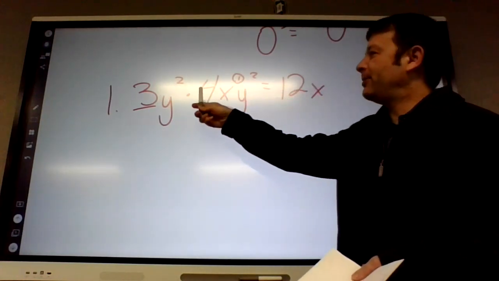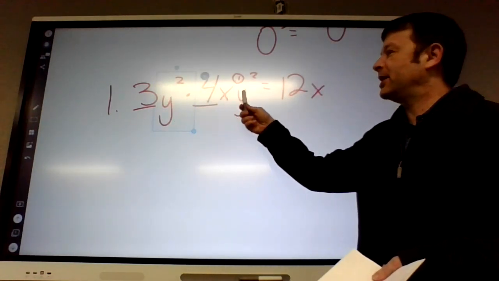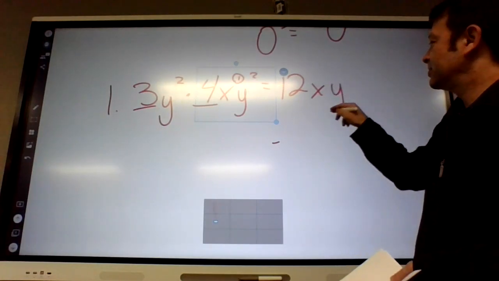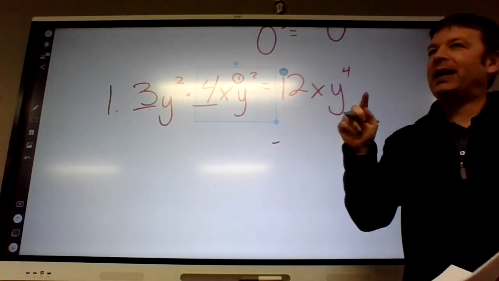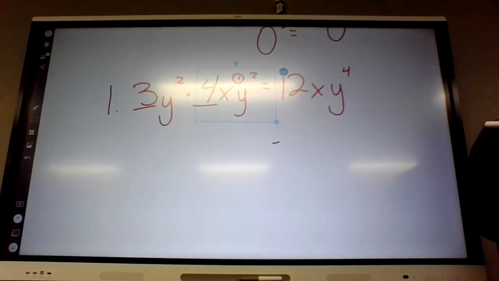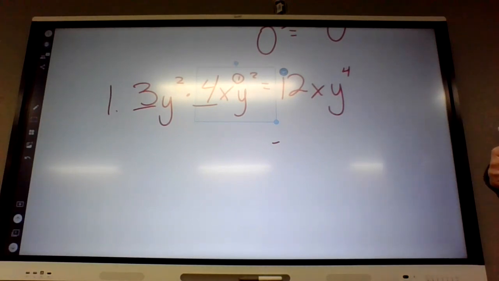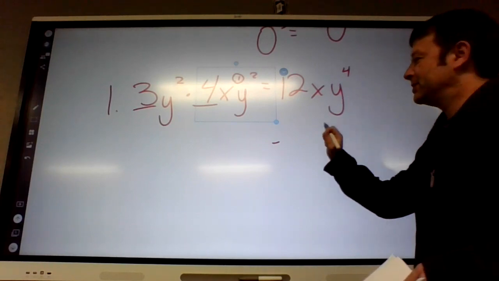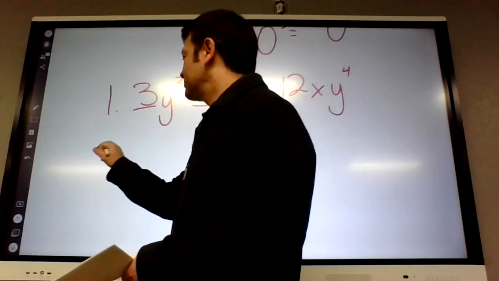Anyways, so I don't have anything to multiply the x with, so I'm just going to put x. Okay, how about the y's though? Y squared times y squared is... Okay, did we add the exponents there or did we multiply? We added the exponents. Just so happens that 2 times 2 is 2 plus 2, but we did add. We solved the problem.